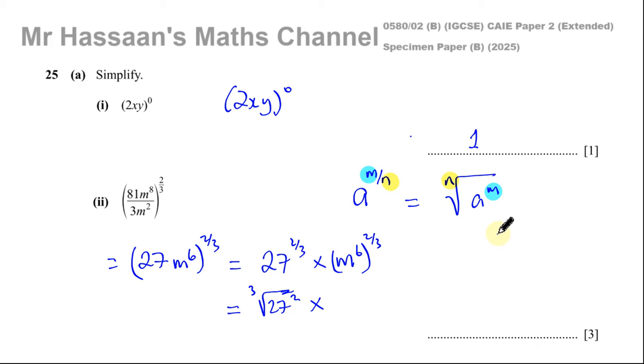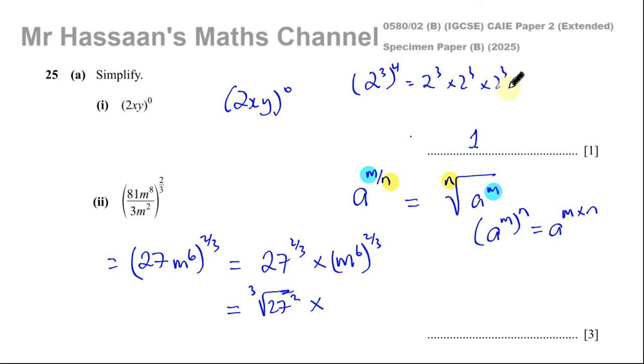For example, if I have a to the power of m raised to the power of n, then we know that this is a to the power of m times n. This is one of the rules of indices that we should know, and we can kind of prove it. Like if I have 2 cubed to the power of 4, this is like 2 cubed times 2 cubed times 2 cubed times 2 cubed, which is 2 to the power, if you add the powers, 12. So 3 times 4 is 12. It's like when you multiply the powers, you get the answer. So if you have something raised to a power to another power, you just multiply the powers.